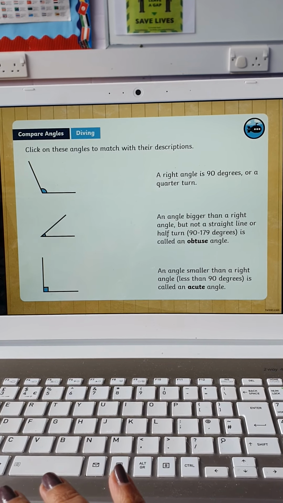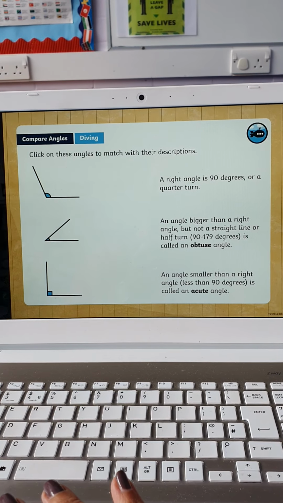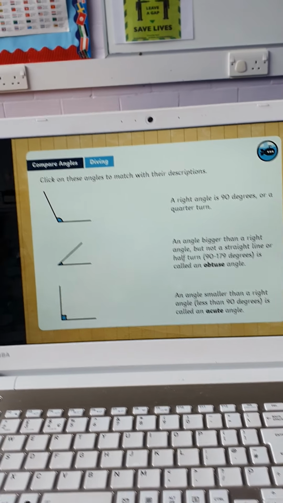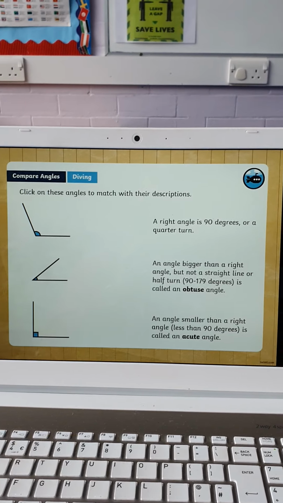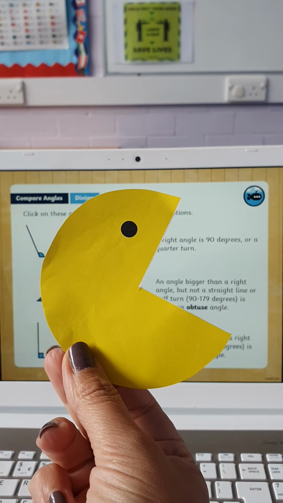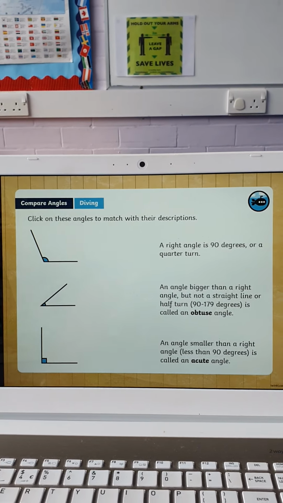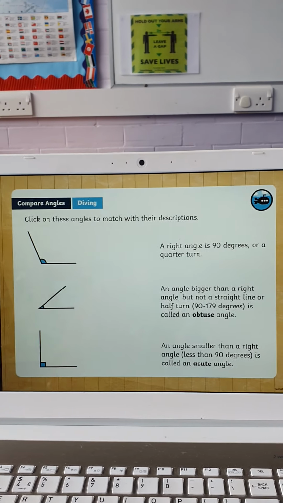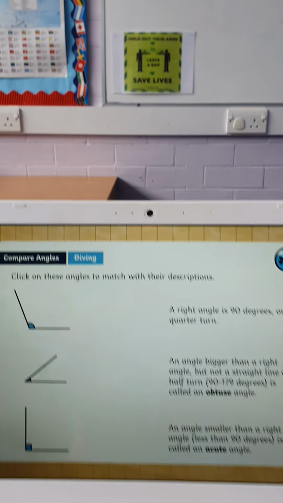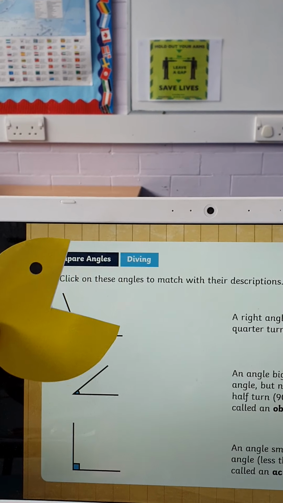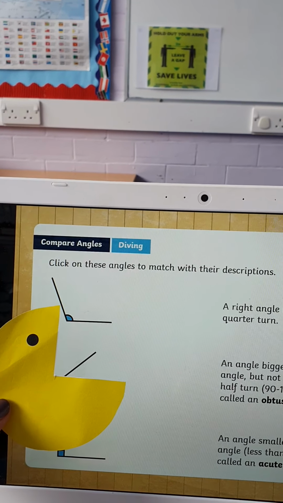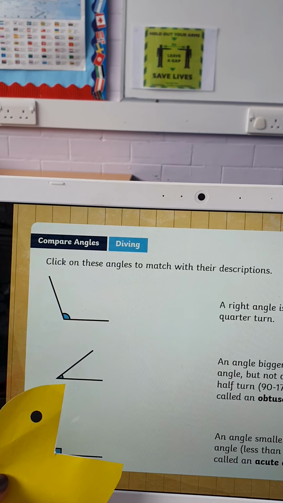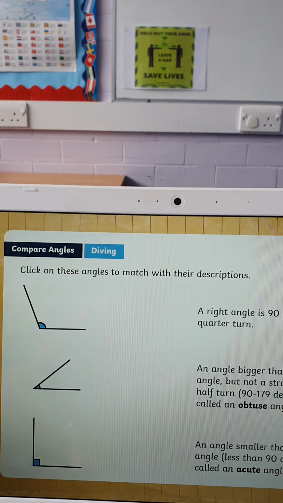So yesterday we learned about right angles. A right angle is 90 degrees or a quarter turn. Yesterday we used our right angle finder to look at them. One of these angles is a right angle. This angle is bigger than a right angle. This angle is smaller than a right angle. This angle is a right angle.